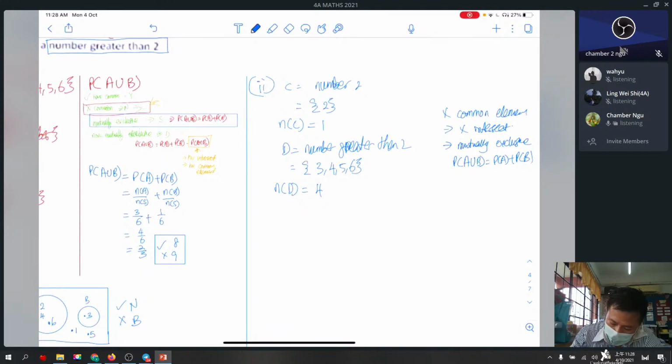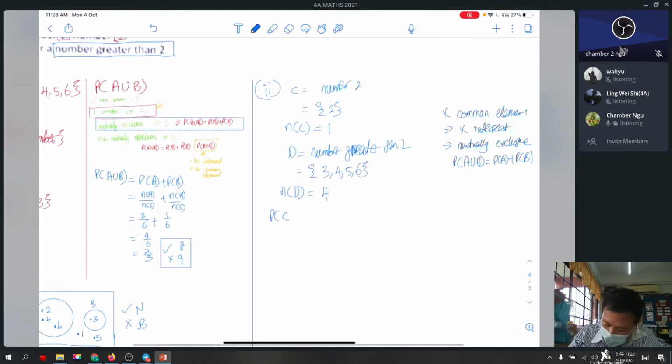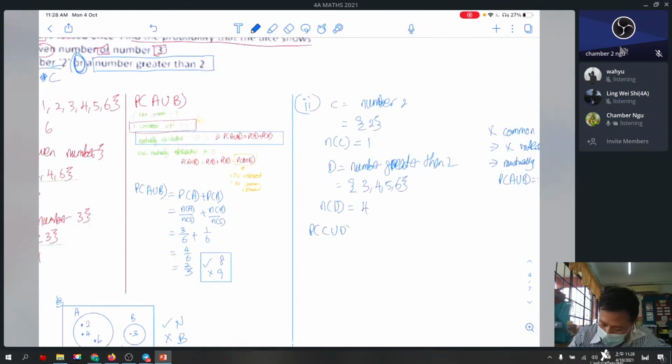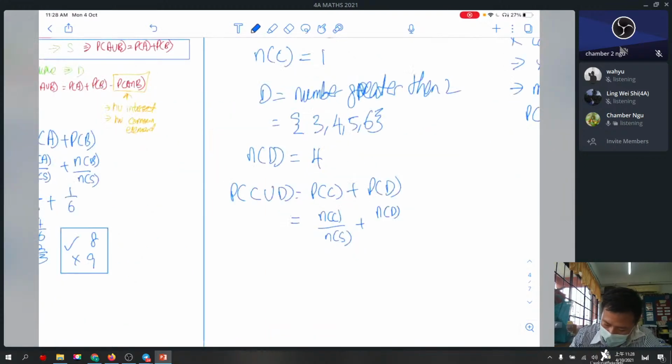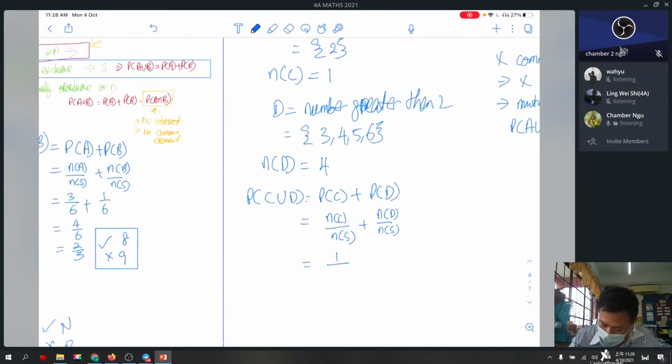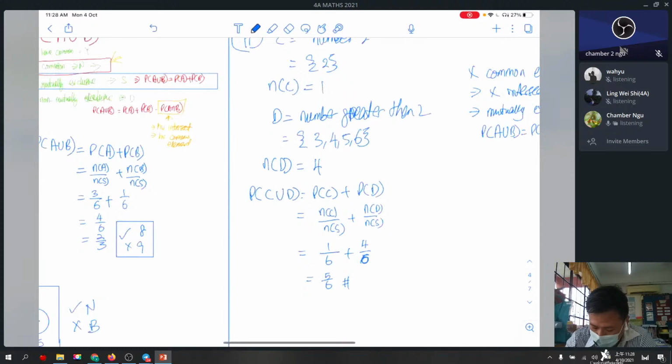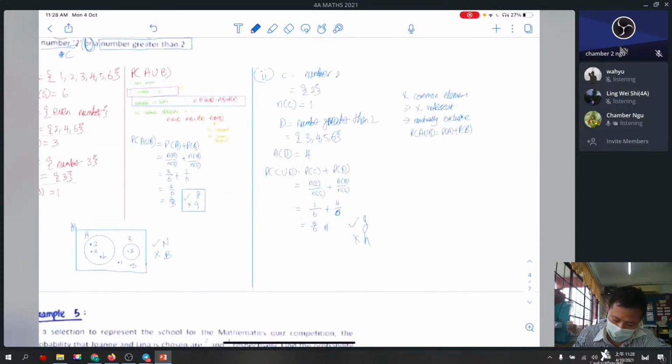But now it's not A and B, it's C and D. So C union D, we get probability of C plus probability of D. So n(C) divided by n(S) plus n(D) divided by n(S). So C has 1 element out of 6 plus D has 4 elements out of 6. So we get 5/6. Understand? If yes, reply me G. If not, reply me H.